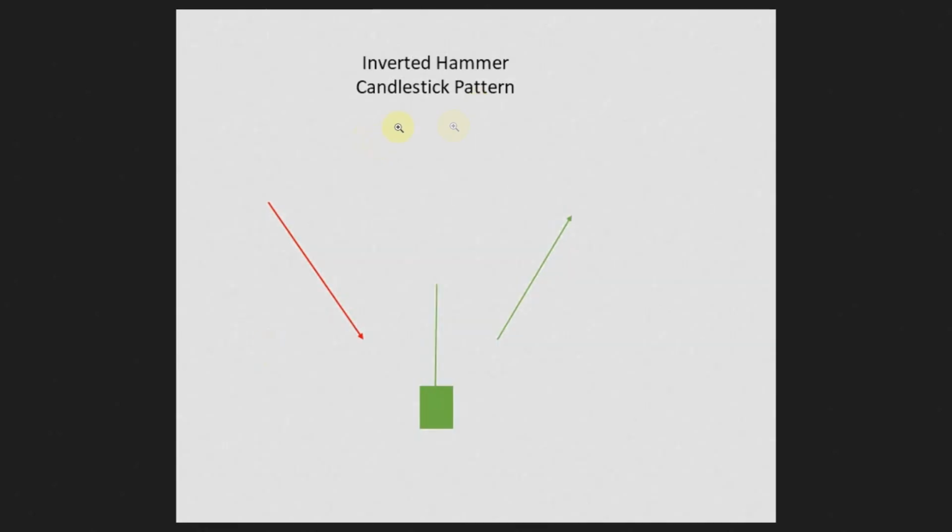An inverted hammer is formed at the end of a downtrend and gives a bullish reversal signal. In this candlestick, the real body is located at the bottom and there is a long upper shadow.